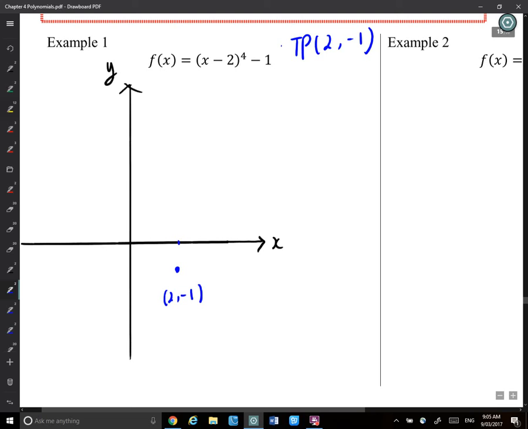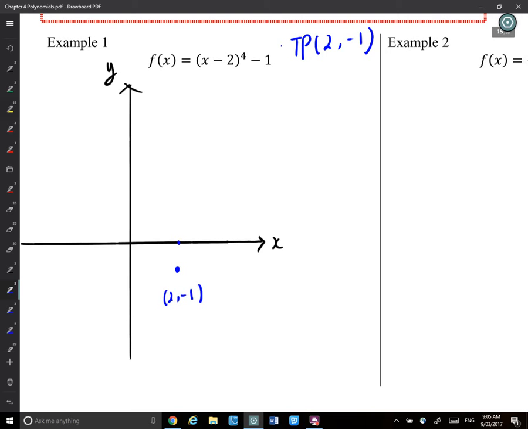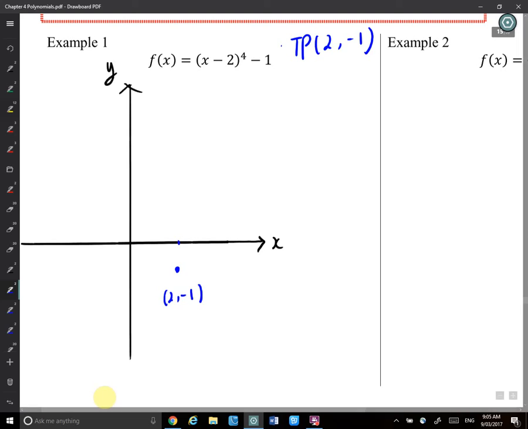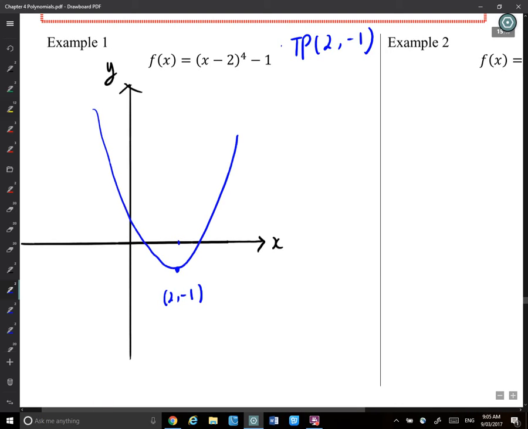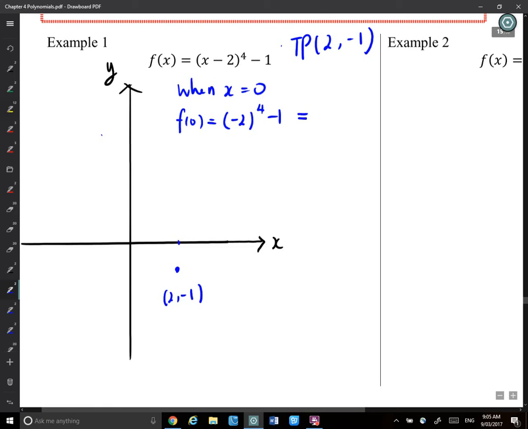And you know this shape should be a positive shape, like the smile face. So your graph will look like this. So you will have two x-intercepts. Let's work out the x and y intercepts first. When x equals 0, f(0) equals (negative 2) to the power 4 minus 1, which equals 15. So it's a pretty high number somewhere here. So you have 0, 15 here.